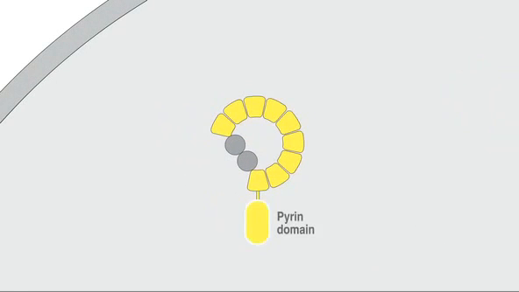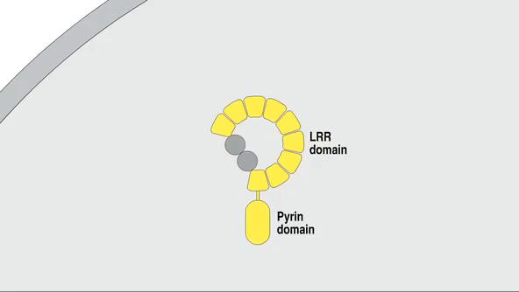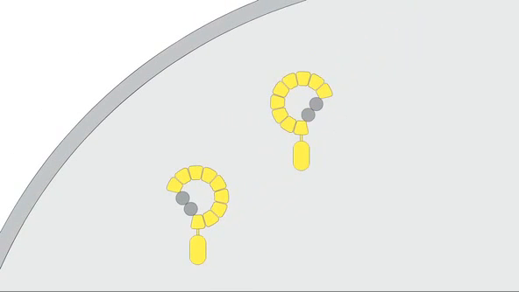In a healthy cell, the NOD-like receptor called NALP3, also known as NLRP3, resides in the cytoplasm as a monomer. NALP3 has a pyrin domain at its amino terminus and a domain of leucine-rich repeats, also known as the LRR domain. Under normal physiological conditions, the LRR domain associates with cellular chaperone proteins that include the heat shock protein 90, or HSP90.